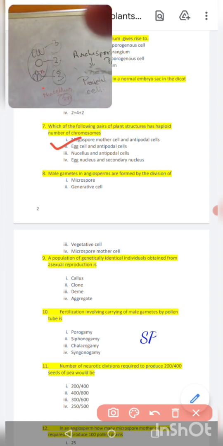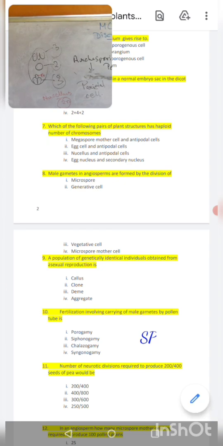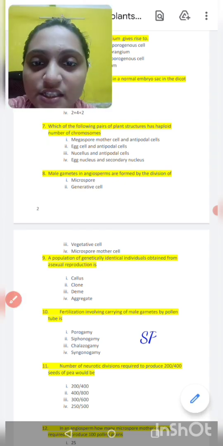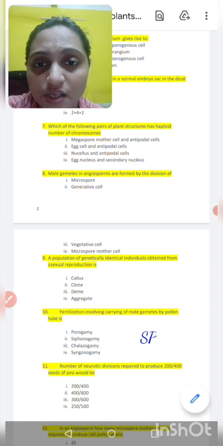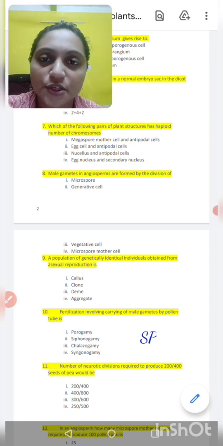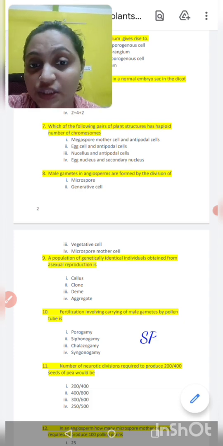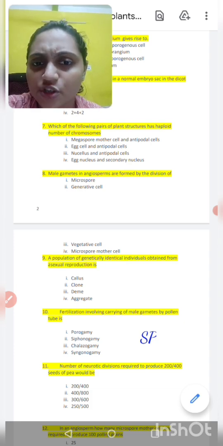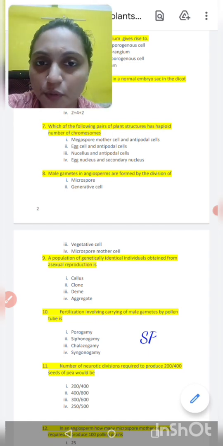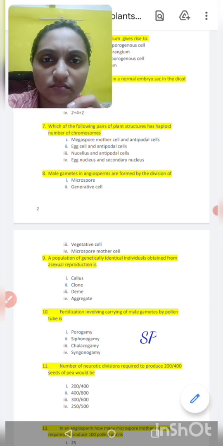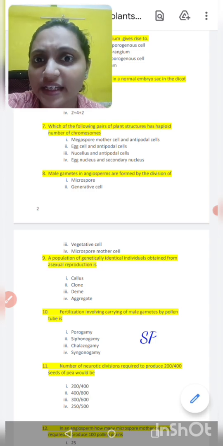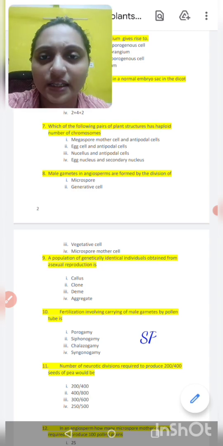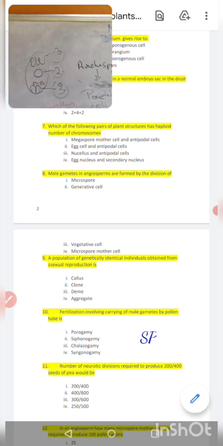Then, student, moving to the next question. Male gametes in angiosperms are formed by the division of, the first option is microspore, the second option is generative cell, the third option is vegetative cell, and the last option is microspore mother cell. Coming to the first option, the microspore: microspores are themselves known as the pollen grains. Now let me tell you about the generative and vegetative cells, student.